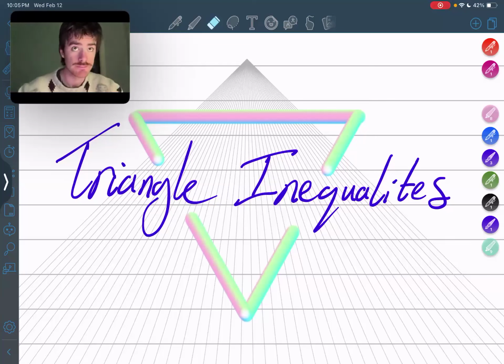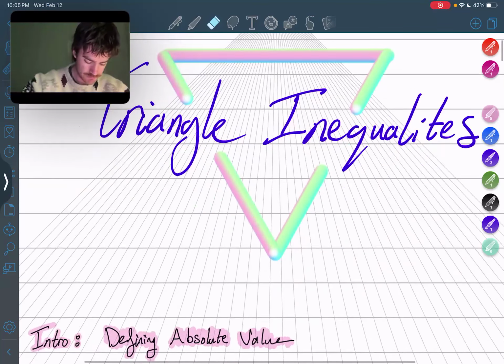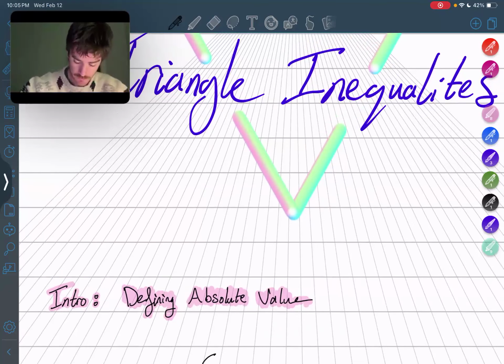All right, today we are going to be going over the triangle inequalities. Let's get started. So, to start, we first need to define absolute value.